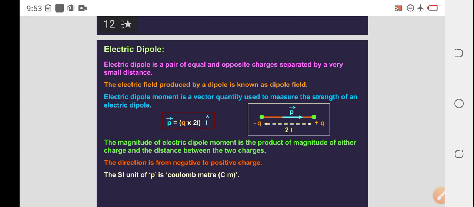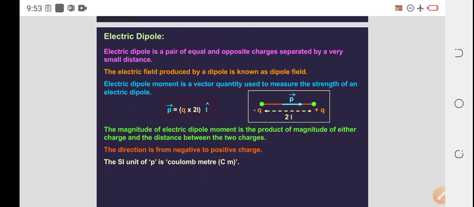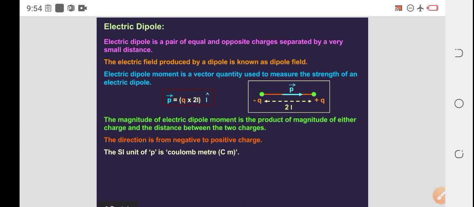Coming to the next outline, which is about the electric dipole. An electric dipole is a pair of equal and opposite charges separated by a very small distance. The electric field produced by a dipole is known as the dipole field. Electric dipole moment is a vector quantity used to measure the strength of an electric dipole.